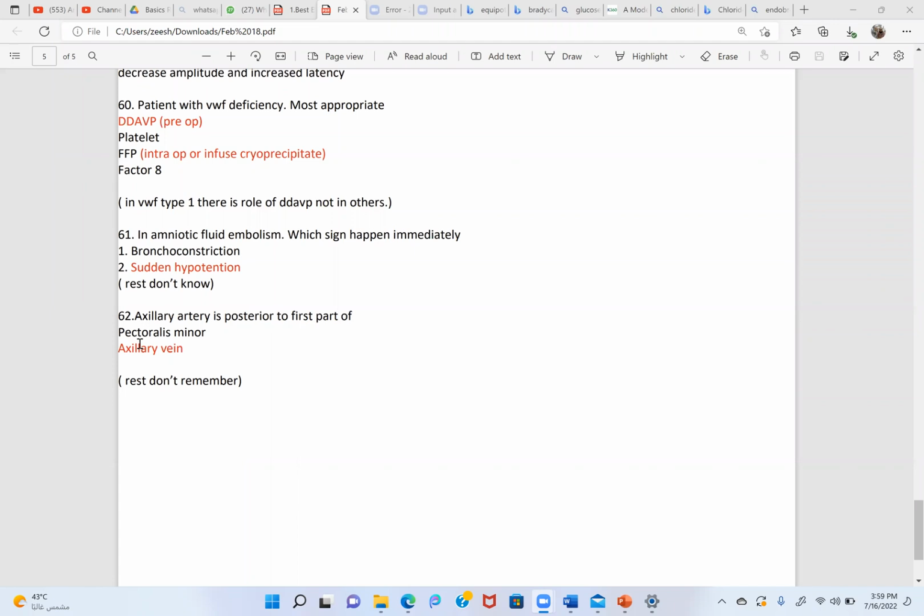Now this file is finished. I will suggest that whenever you are reading these questions, try to explore their answers, try to see that topic, try to see the different options. Next question is axillary artery. You should know the anatomy, otherwise you cannot answer it correctly. And this question: amniotic fluid, which sign happens immediately? Sudden hypotension.